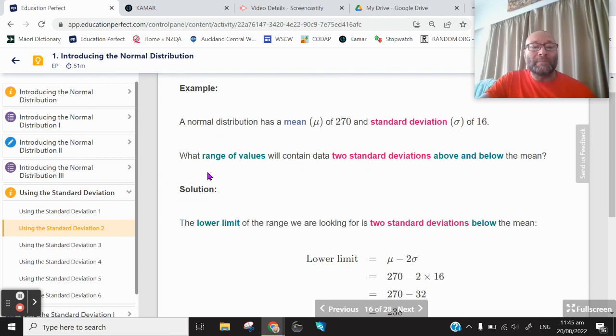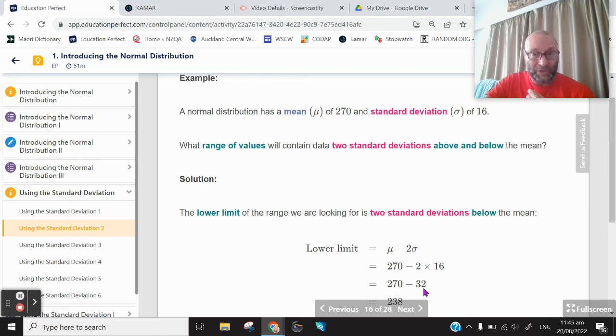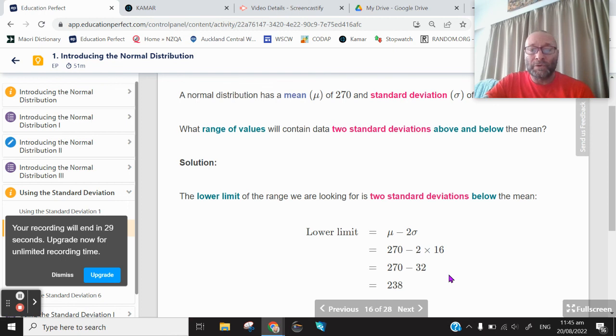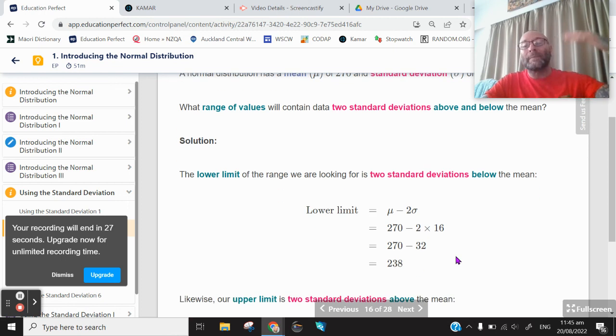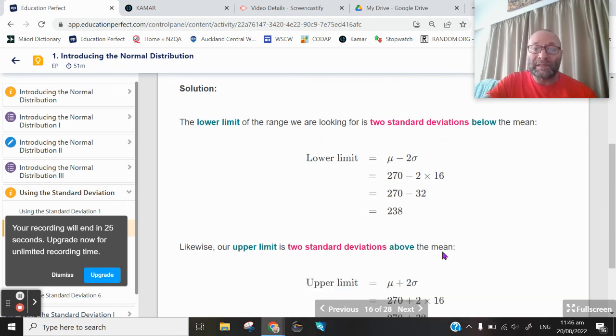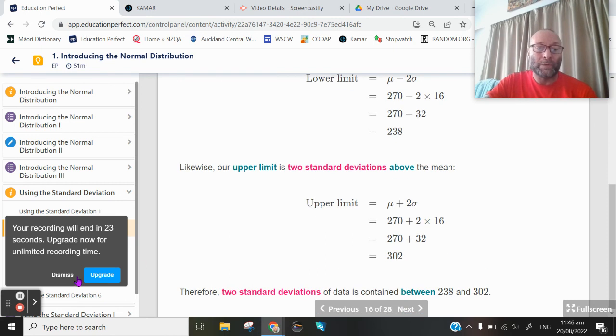Let's look at an example. If a normal distribution has a mean, which is in the middle, of 270 and a standard deviation of 16, what range of values will contain data 2 standard deviations above and below the mean? Well, if one standard deviation is 16, then 2 standard deviations would be 32, 16 times 2. So 270 minus 32 would bring us to 238. Above that, it'd be 270 plus 32, or 302. All right?